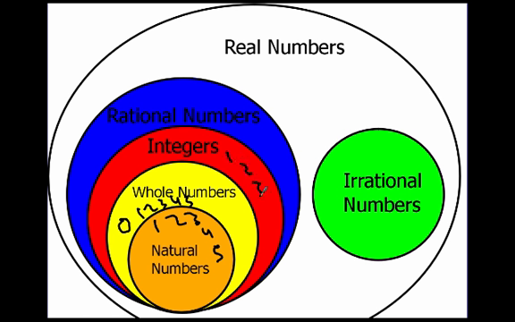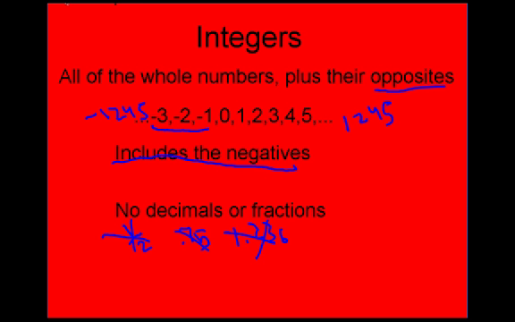1, 2, 3, 4, 5. They include 0. But then they also include all the negatives: -1, -2, -3, -4, -5. All right? So you can see that everything that's a natural number is also a whole number, is also an integer. So let's go to our next subset up, the rational numbers.